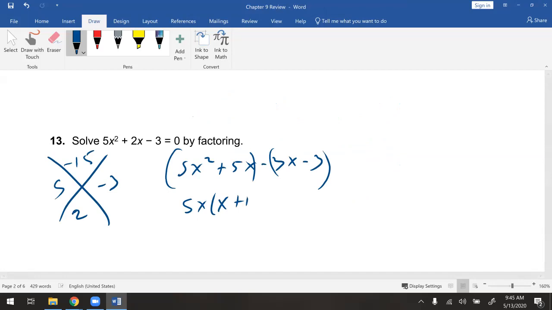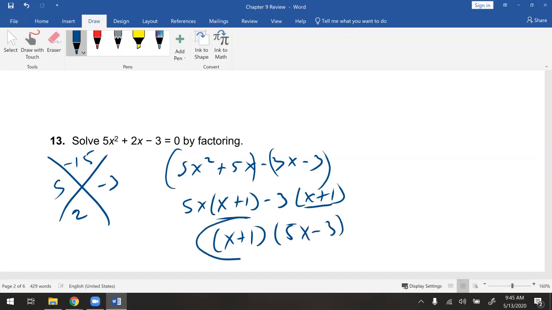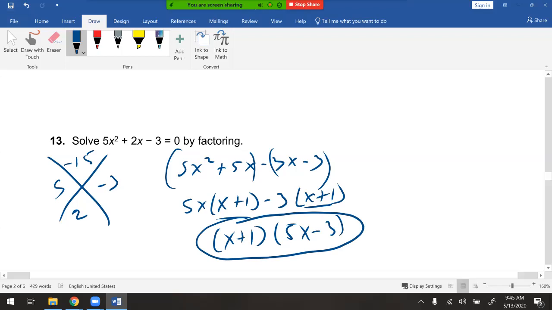You're left with x plus 1 here. Minus 3, because I can divide those both by 3. X plus 1. I know I'm correct because those are the same. So one of my answers is x plus 1. The other answer is 5x minus 3. Voila. That's it. Oh, actually, we're not done.